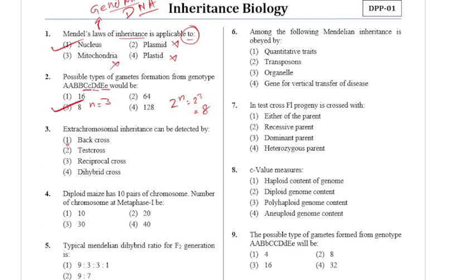Question number 3. Extra chromosomal inheritance can be detected by. If we see extra chromosomal inheritance, it could be maternal inheritance. Extra chromosomal means extra nuclear DNA that is only present in mitochondria or chloroplast, and that kind of DNA shows maternal inheritance. Maternal inheritance could be detected by reciprocal cross. Option C is the correct answer.